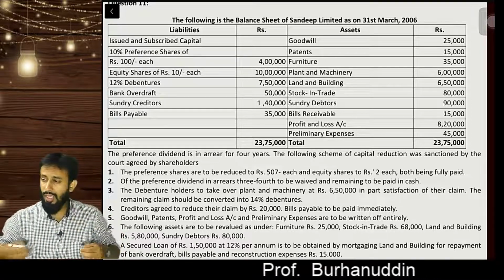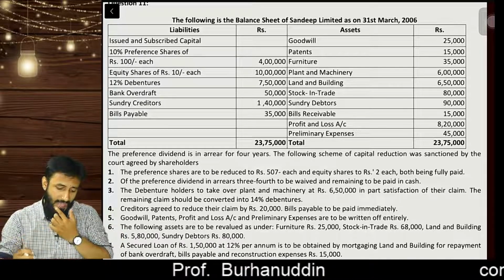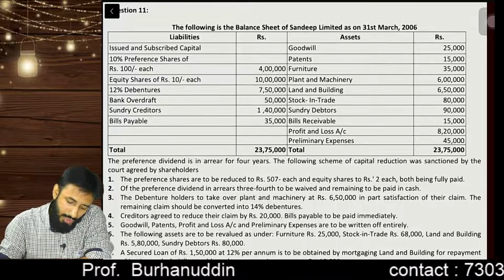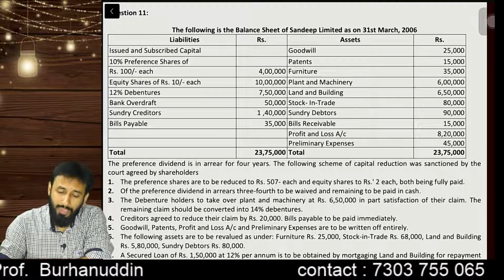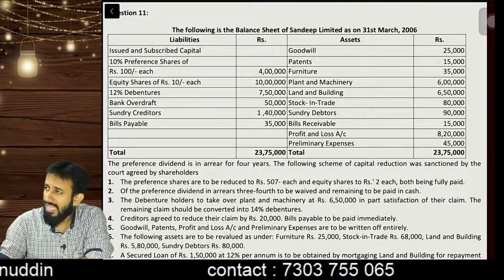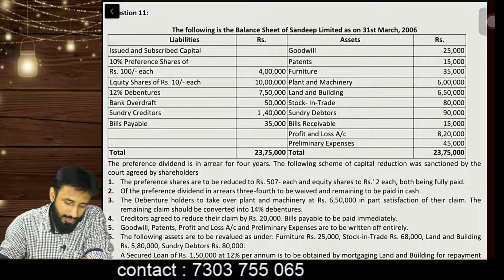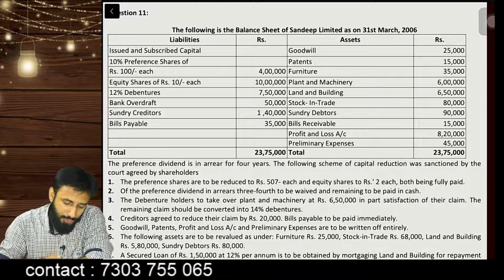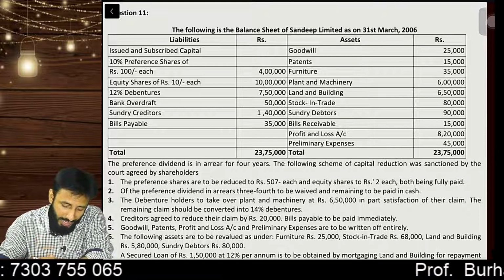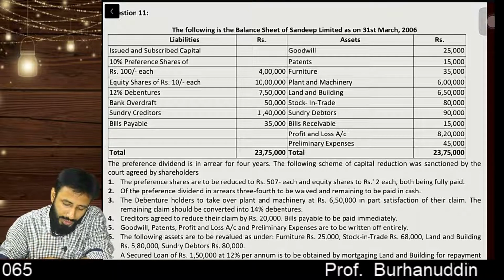Okay, guys. So now the next question. Have a look at this. The following is a balance sheet of Sandeep Limited as on 31st of March 2006. Issued and subscribed capital is 10% preference share of rupees 100 each, 4 lakh. Equity shares of rupees 10 each, 10 lakhs.